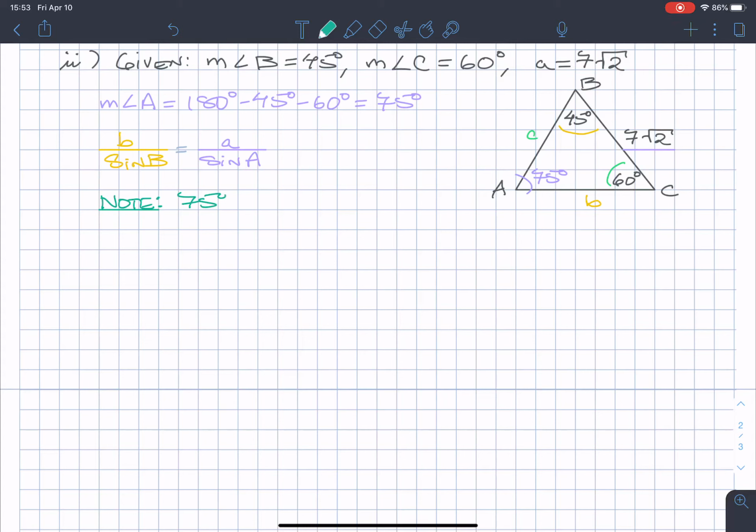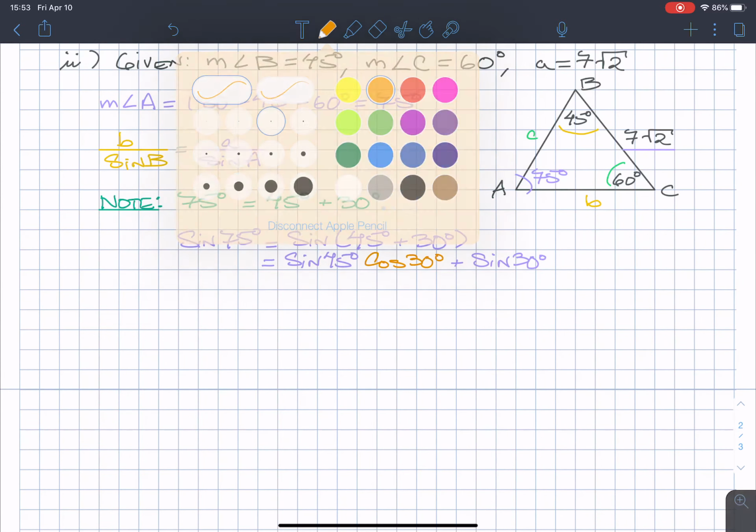75 degrees is actually 45 degrees plus 30 degrees. So sine of 75 degrees can be thought of as sine of 45 degrees plus 30 degrees. So that's going to be sine of the first, 45 degrees, times cosine of the second, 30 degrees, plus sine of the second, 30 degrees, times cosine of the first, 45.